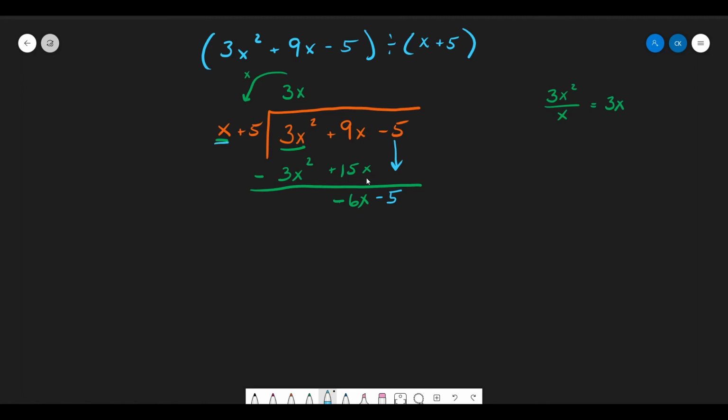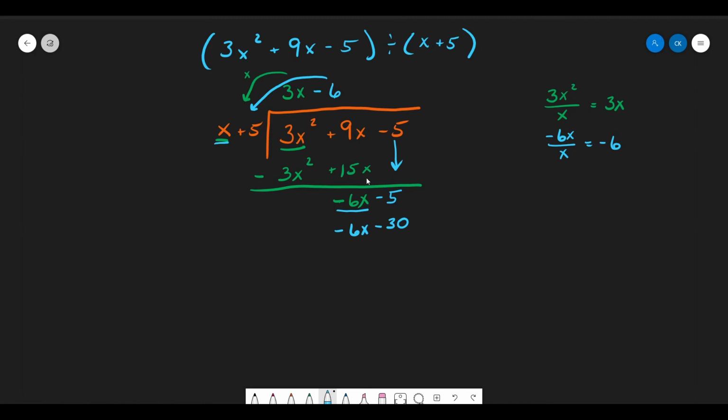I take the first term here and the first term here, and I divide them. Negative 6x divided by x. What does that give me? Negative 6. So up top, I put a negative 6. I now take the negative 6, and I multiply it by everything in front. Negative 6 times x is a negative 6x. Negative 6 times 5 is a negative 30.